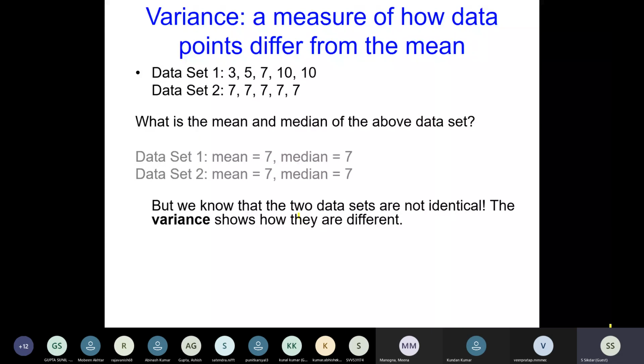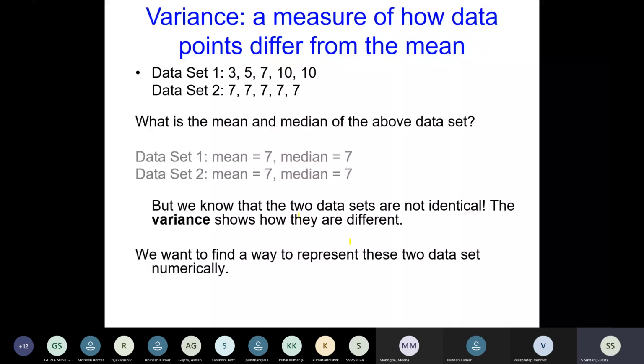So as I was saying, there are two data sets. Although they are different, you can see that their mean and median values are the same. But we know that these data sets are not identical. The variance shows how they are different. That's the reason people use variance. We want to find a way to represent these two data sets numerically.